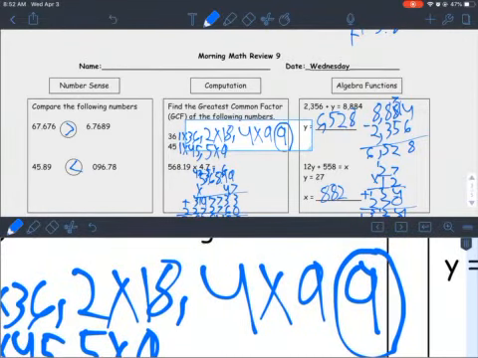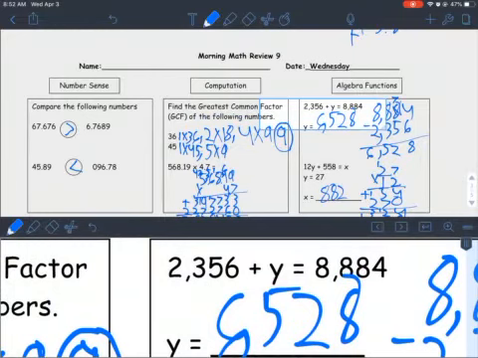Natalie, what number? 5. 2,356 plus the number equals 8,884. Natalie, what do I need to do? Subtract it. I need to subtract what from what? 8,884 minus 2,356. Okay. Borrow from the 8, make that a 7. That's a 14. 8, 2, 5, 6. 6,528. Natalie, sign your name.